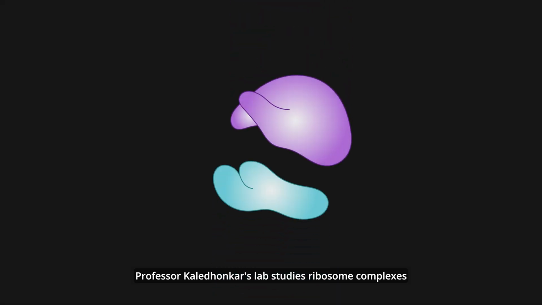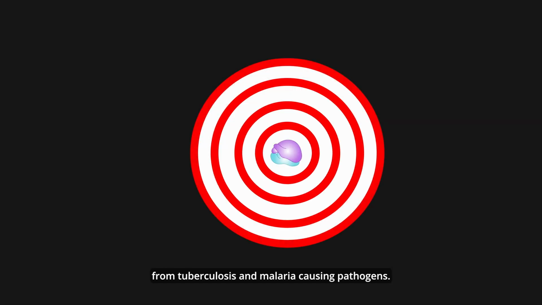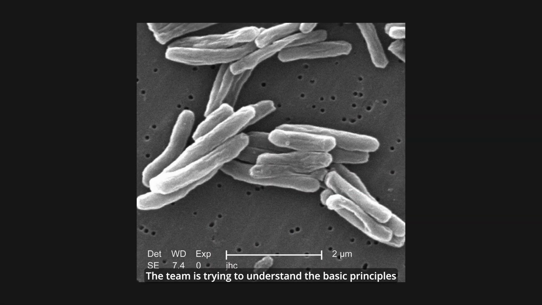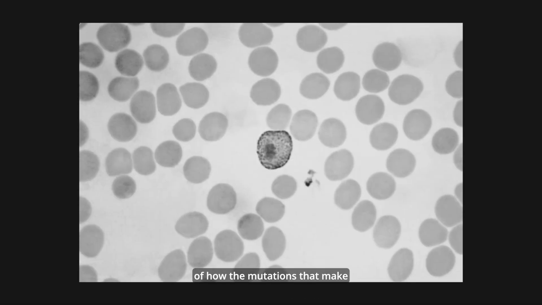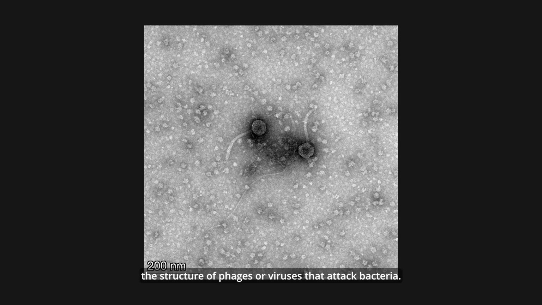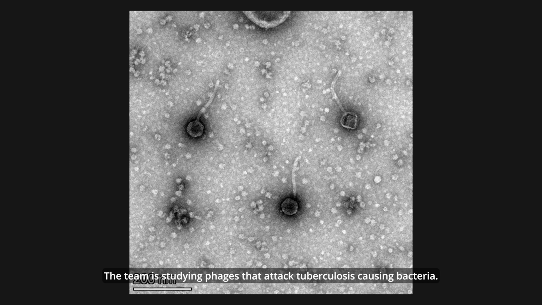Professor Kaledhonkar's lab studies ribosome complexes from tuberculosis and malaria causing pathogens. Ribosomes are the targets of many clinical drugs. The team is trying to understand the basic principles of how the mutations that make the pathogen drug resistant happen. Professor Kaledhonkar also studies the structure of phages, or viruses that attack bacteria. The team is studying phages that attack tuberculosis causing bacteria.